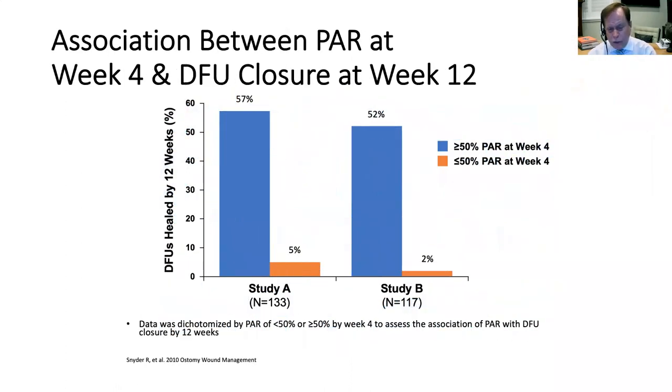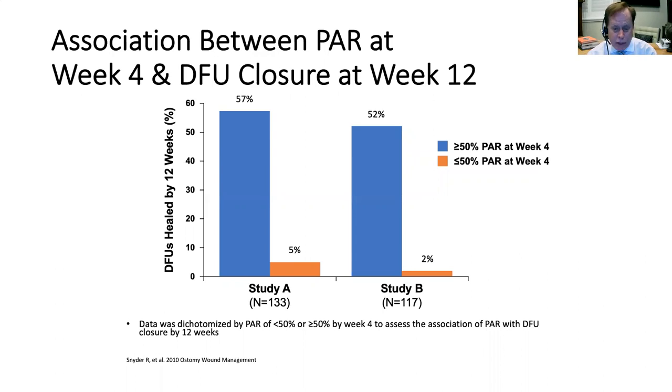So how do we know when to use advanced therapies? Well, in the diabetic patient, we did a study in 2010 looking at a surrogate endpoint of 4 weeks to determine whether or not wounds would heal by week 12. There was a study previous to this done in 2003 by Peter Sheehan. And what we found was that if patients didn't reach 50% area reduction within the first 4 weeks, the likelihood of healing was only 2 to 5%.